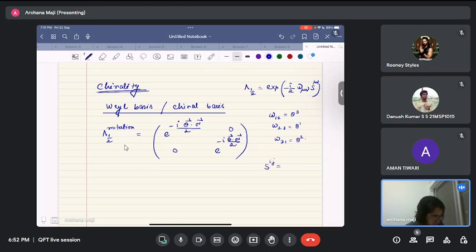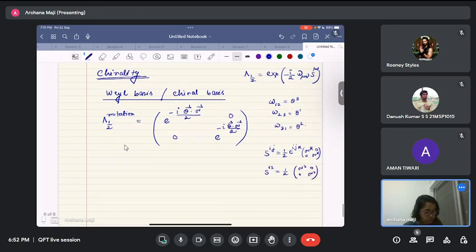I was just telling a few minutes back, it's epsilon ijk sigma k 0 0 sigma k. So what is S12? S12 is half sigma 3 0 0 sigma 3 and so on. So this gets multiplied by theta 3 and so on. S23 will be multiplied by theta 1, and that's why you get this dot product here.